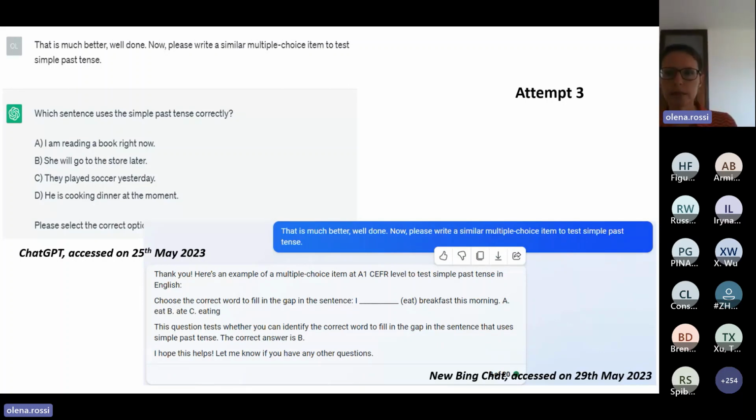The new item that targets past simple uses the format that I want. But looking at the item, I'm not sure about distractor C. "I eating" sounds quite implausible, so the distractor is weak. One doesn't have to know how to use past tense to reject it. If I were to use this item in testing, I would definitely replace it.